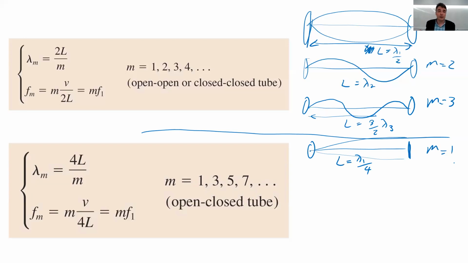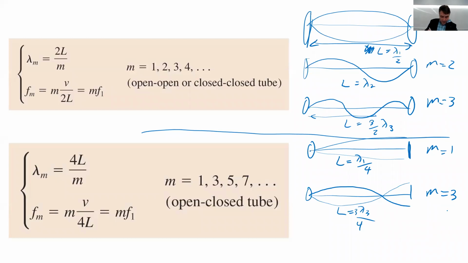But then, if you overblow the clarinet, you go to the next. If you have open on one side, closed on the other, you'll have a node on one end, antinode on the other. The only way to do that is to form something like that. You can see it? So here, the length is equal to three quarters of lambda 3. And so this is called the m equals 3 mode.